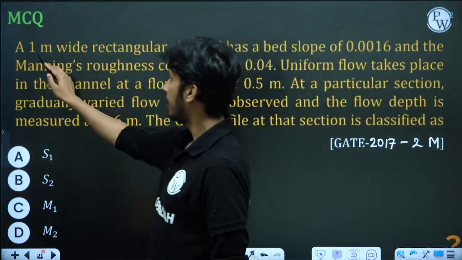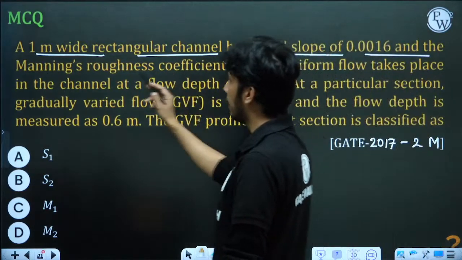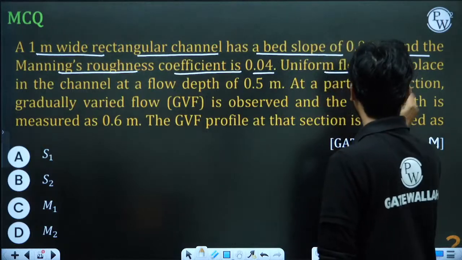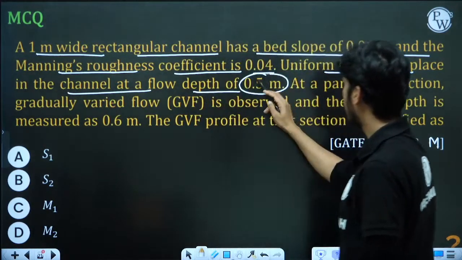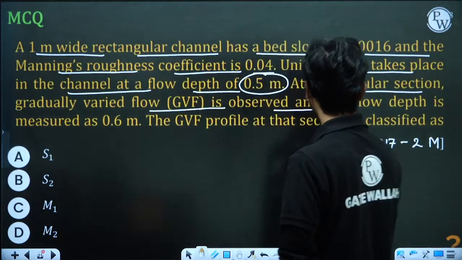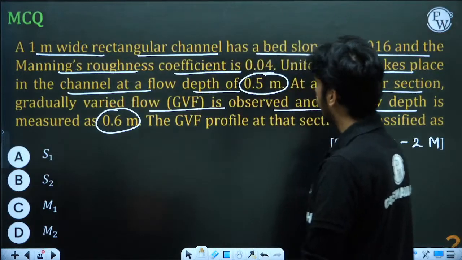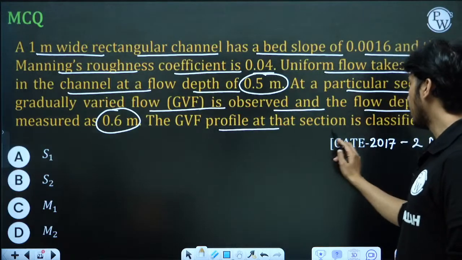A 1 meter wide rectangular channel has bed slope of 0.016 and Manning's roughness coefficient is 0.04. Uniform flow takes place in the channel at a flow depth of 0.5 meter. This is the uniform flow depth. At a particular section, GVF is observed and the flow depth is 0.6 meter. So GVF is having more than the uniform flow depth. Now the GVF profile is asked at the section.